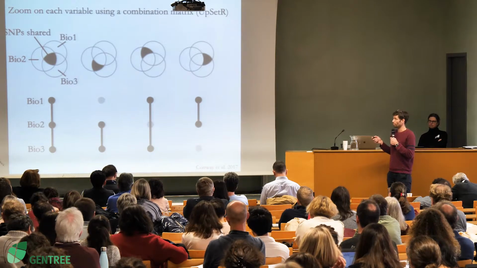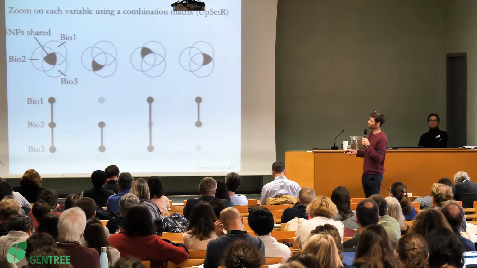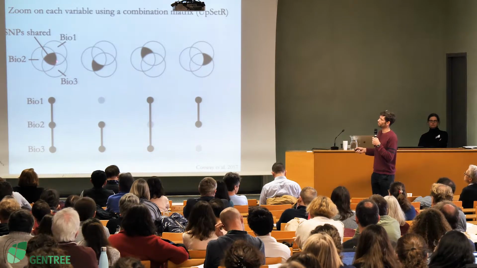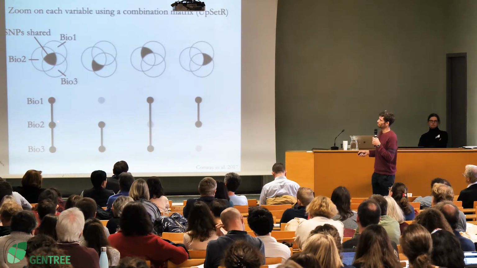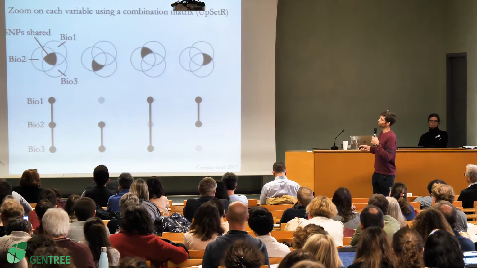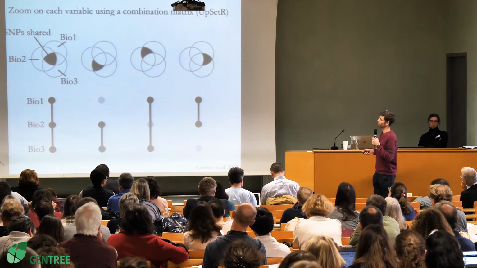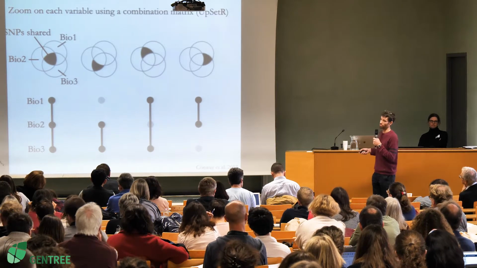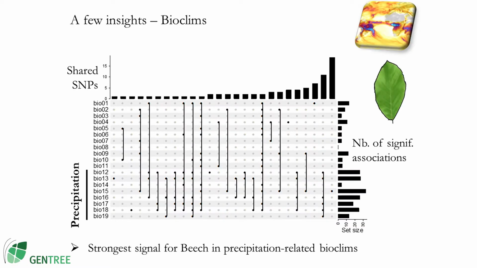Another way to look at these first preliminary results is to look at the behavior of each environmental variable using a combination matrix. So for example, you have 3 different bioclims, and they share this SNP, and you can represent it like each bioclim has a black dot, connected with edges. But if the SNP is shared only by bioclim 2 and bioclim 3, then it looks like that. You have the black dots that are connected, but bioclim 1, which has no significant association, stays a gray dot, and so on and so forth. So it looks like that for the bioclims.